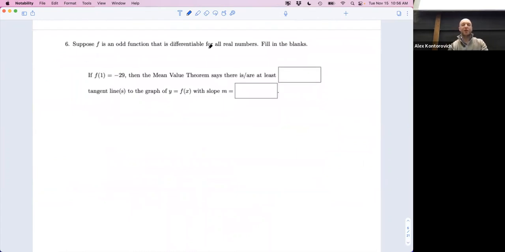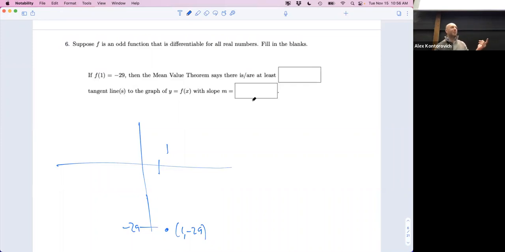Suppose f is an odd function differentiable for all real numbers. Okay, fill in the blanks. Ooh, good, I like this. If f(1) is -29, so here's my point, (1, -29). The mean value theorem says that there's some tangent line. I need 2 points to do something with the mean value theorem. I only have 1 point.